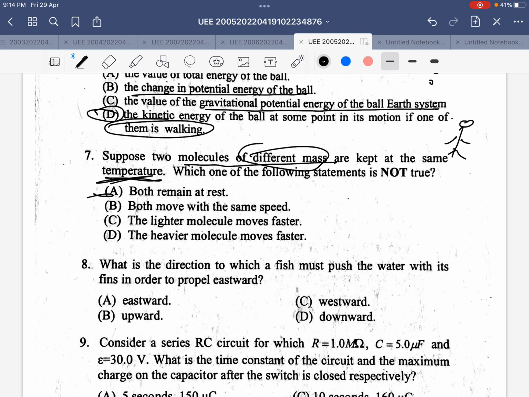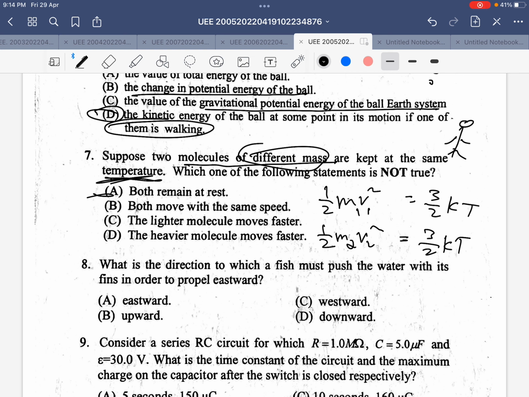Therefore, since they have different masses, half mv squared is equal to 3 over 2 kT. Temperature is the same, so half m1 v1 squared and half m2 v2 squared are equal to 3 over 2 kT. They have the same kinetic energy.